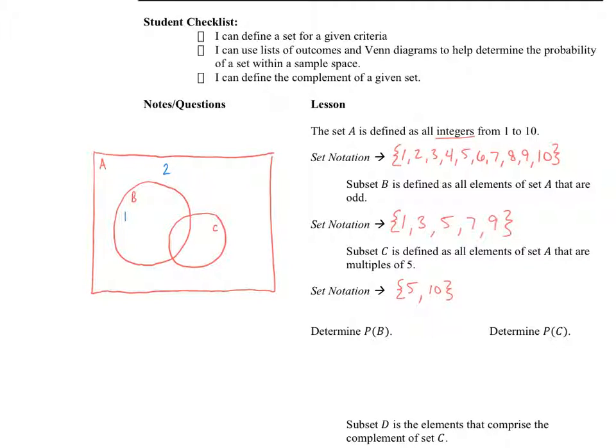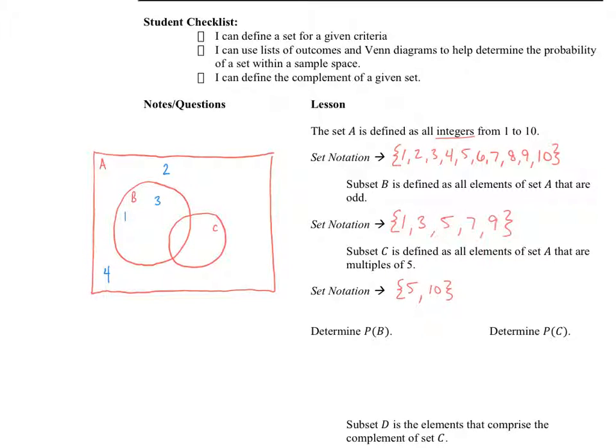3 is much like the number 1. It's odd, but it is a member of set A. So 3 goes inside this circle. And hopefully you guys can fill in the rest of this on your own. Challenge yourself by pausing it and then testing to see if you can do this correctly. So 4 is not odd and is not a multiple of 5, but it is an integer between 1 and 10, so 4 goes outside the circles.